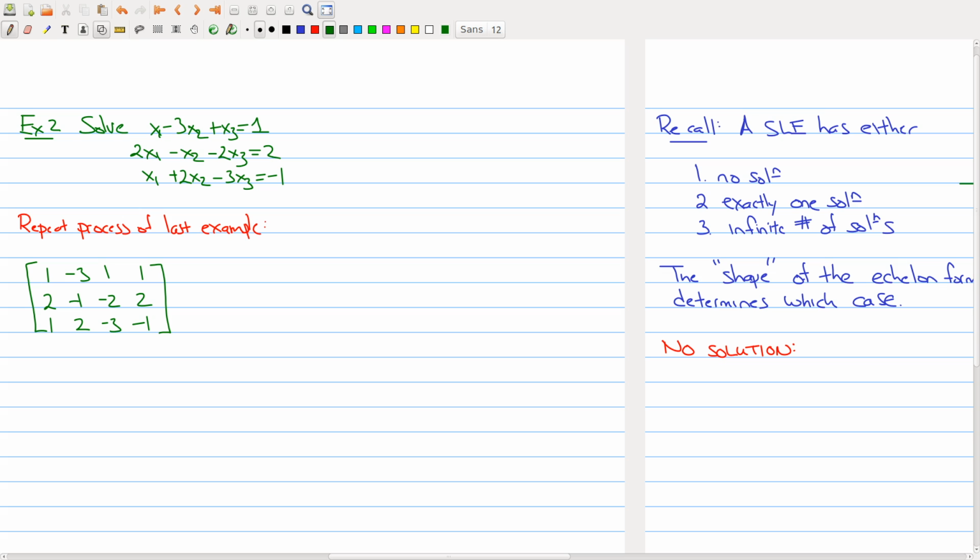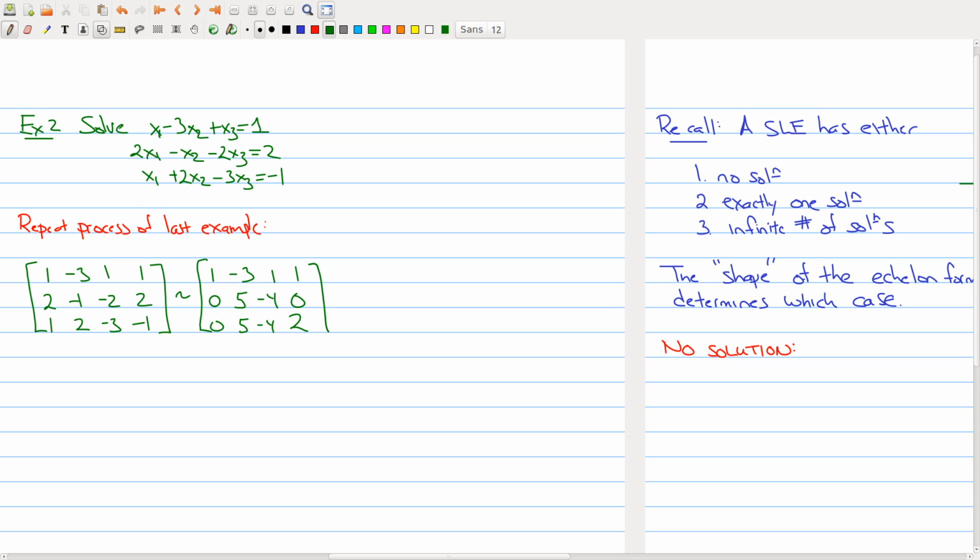And what I just want to do is repeat the process from the last example. So that just means I put it in an augmented form, write down the augmented matrix, which I've done here. And now I want to row reduce this matrix and put it into echelon form. So I have a 2 in here and a 1, and I want to get rid of them. So I'll just write down the resulting matrix here. So 1, minus 3, 1, 1. You can check my calculations later at your leisure.